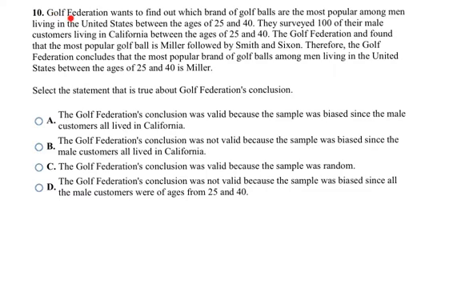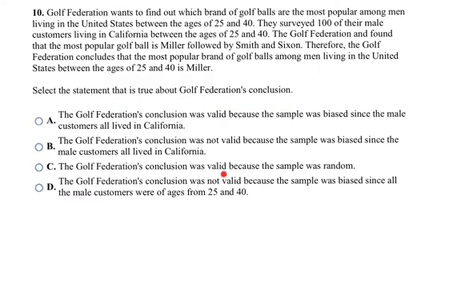This example says Golf Federation wants to find out which brand of golf balls are the most popular among men living in the United States between the ages of 25 and 40. They surveyed 100 of their male customers living in California between the ages of 25 and 40. The Golf Federation found that the most popular golf ball is Miller, followed by Smith & Sixon. Therefore, the Golf Federation concludes that the most popular brand of golf balls among men living in the United States between the ages of 25 and 40 is Miller. Which of this statement is true about Golf Federation's conclusion?